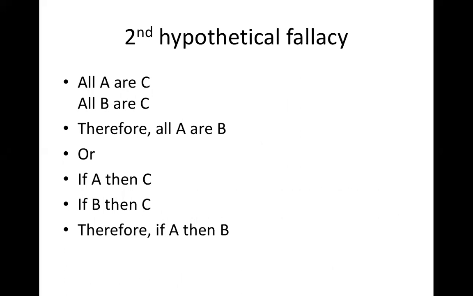Then the second fallacy of hypothetical syllogism. Yeah, so this one is different. All A are C, all B are C. So you can see this one is not all A are B. It just went straight to all A are C, all B are C. Therefore, all A are B.